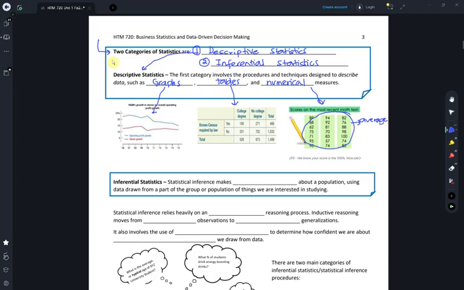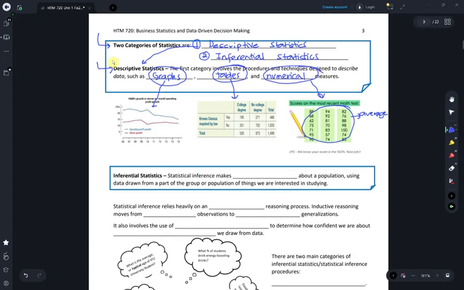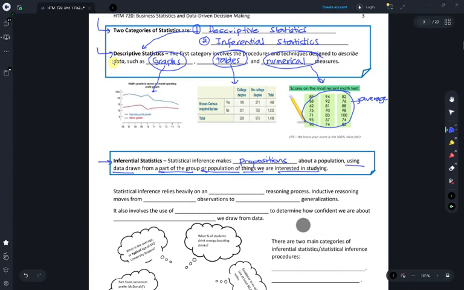When you use any of these statistical tools to represent insights in data, we say that you are using the methods of descriptive statistics. On the other hand, when we talk about inferential statistics, this involves making propositions or statements about a population of interest or a group of interest. And we usually do that using data collected from a part of that group or population of things that we're interested in, if it is not possible to access the entire population.